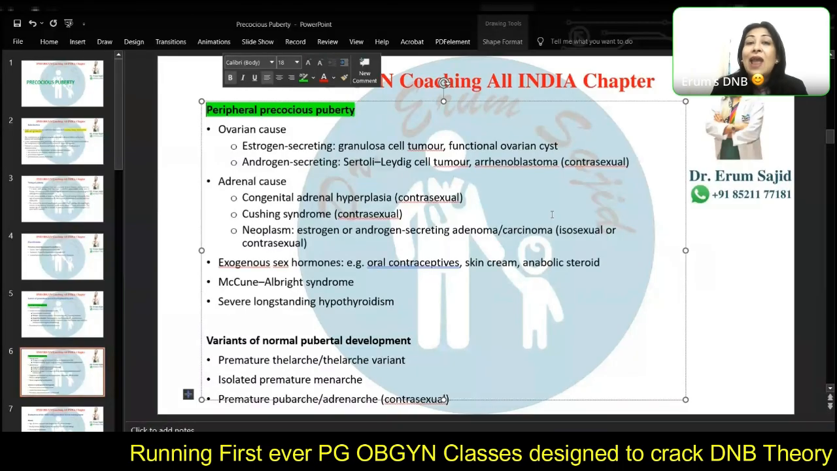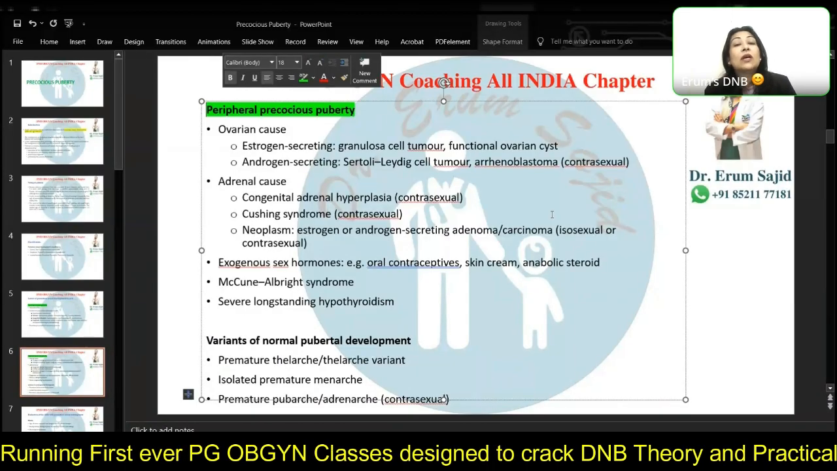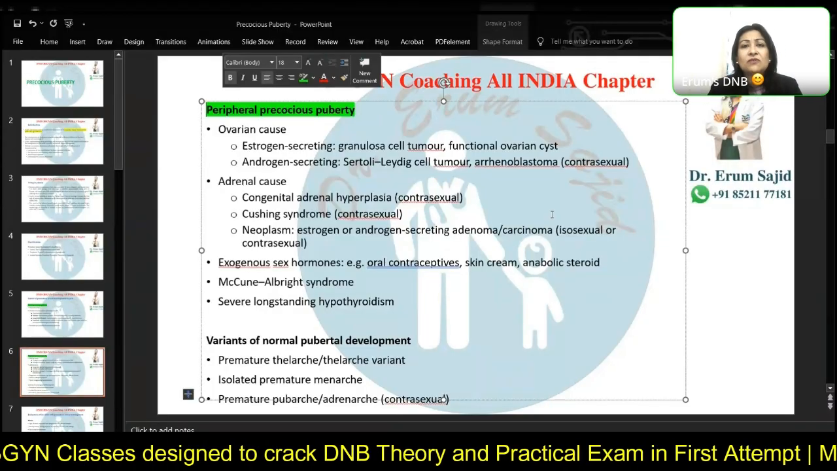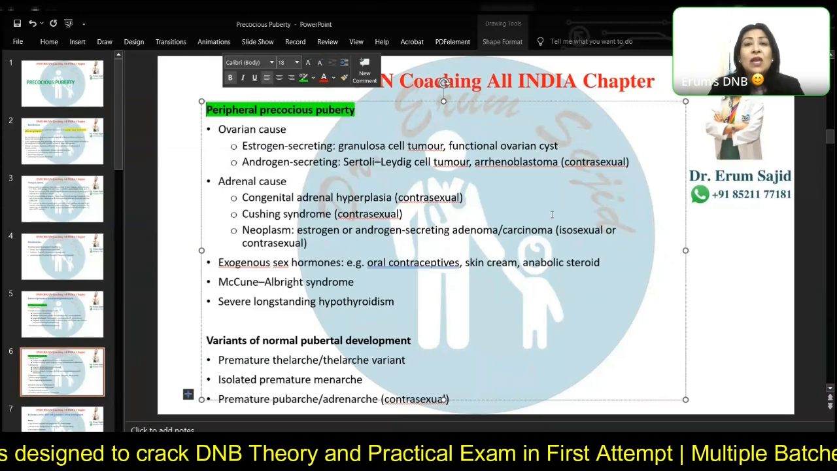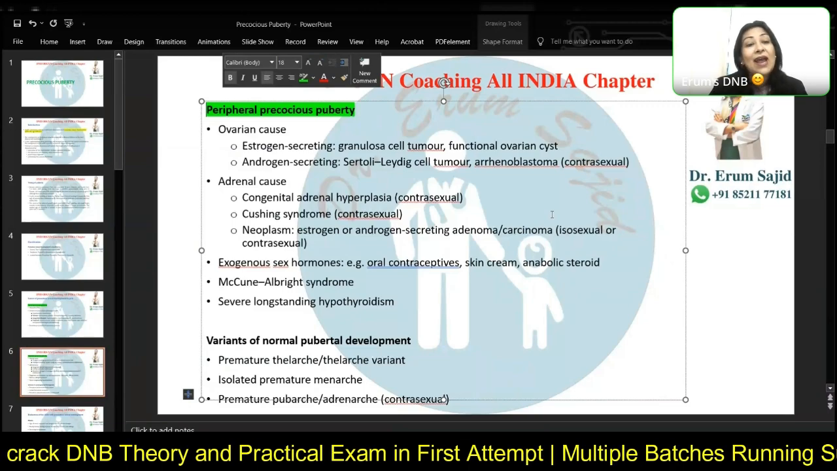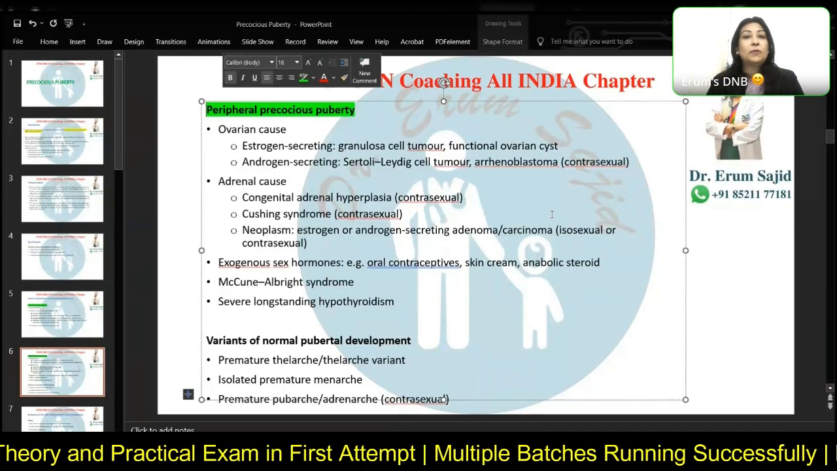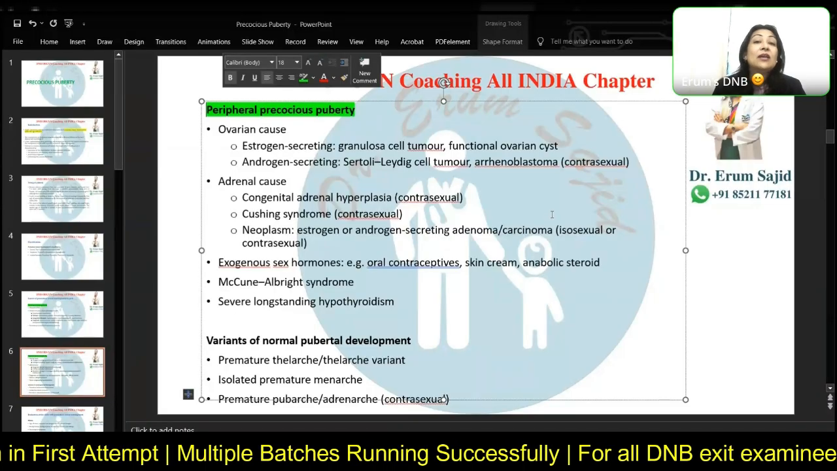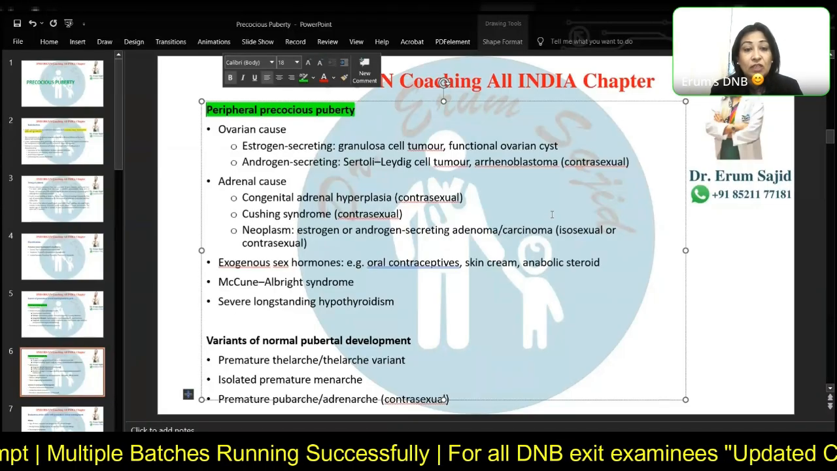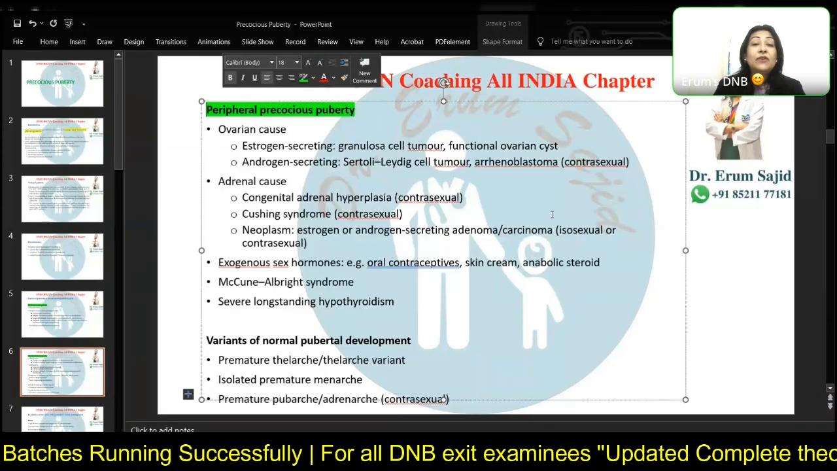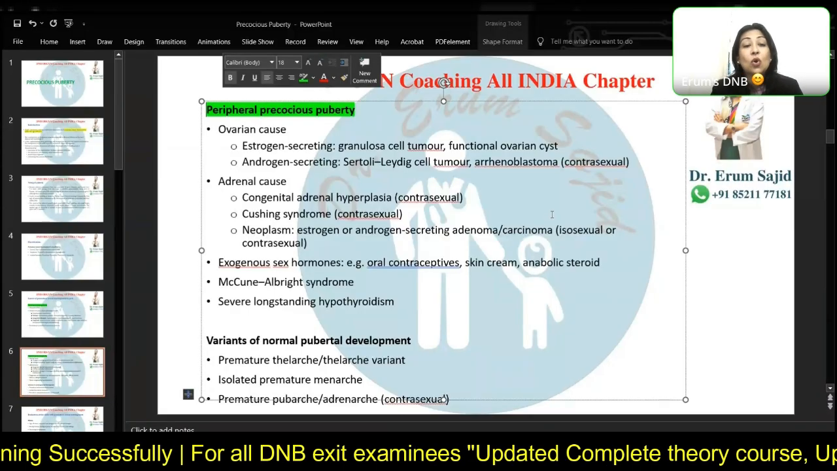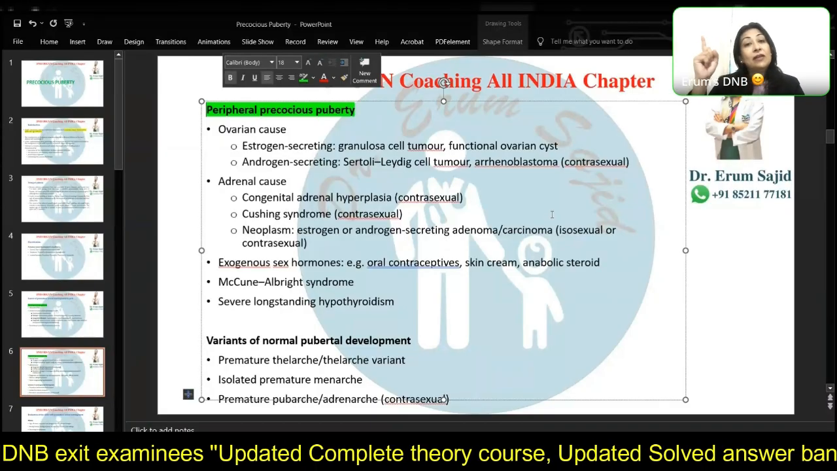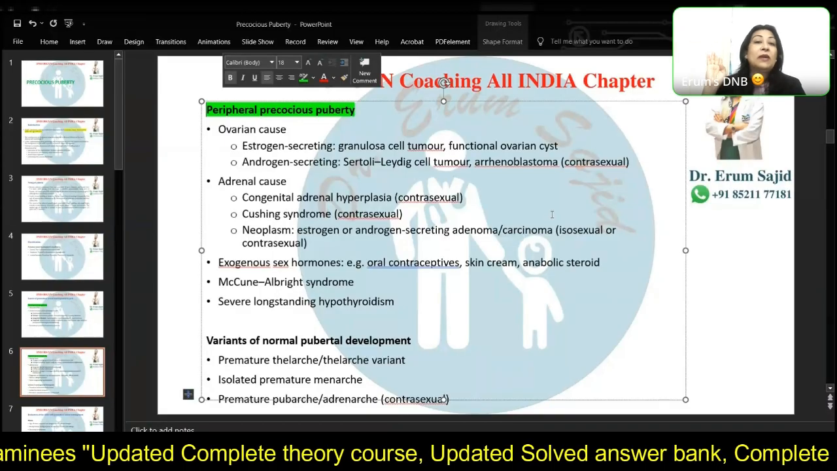Then there's something called McCune-Albright syndrome. Just remember this word because it's going to come again. McCune-Albright syndrome is a syndrome in which you have that classic triad: the polyostotic fibrous dysplasia, then you have those cafe au lait spots, and you have, of course, this precocious puberty condition. So you have excessive cortisol in the body, because of which you have this entire spectrum of diseases around you. Pigmentation, yes. So you have severe long-standing hypothyroidism as the last cause of peripheral precocious puberty causes. So you have adrenals, ovary, thyroid, and then one McCune-Albright syndrome.